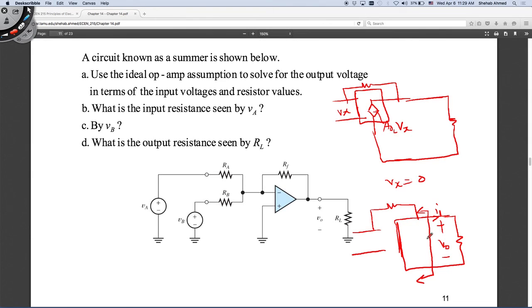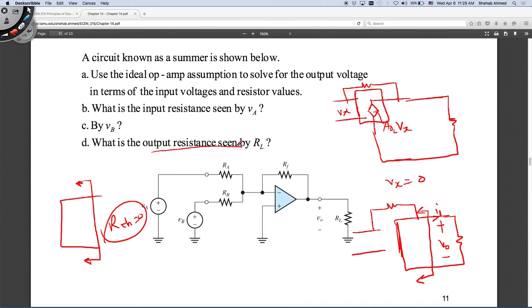Here, if you look through here, what do you see? You see nothing but a short circuit. What is the equivalent Thevenin resistance for this block? This is my circuit. 0. R Thevenin is equal to 0. That is the output resistance seen by the load.